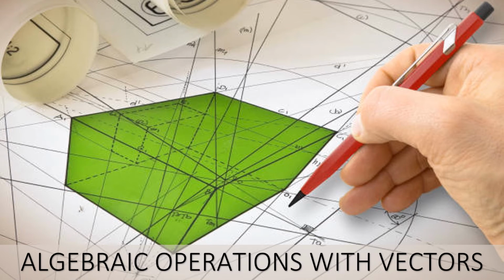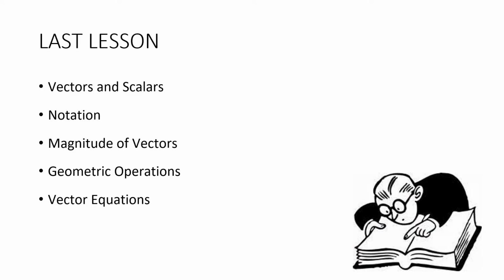In this video we're going to cover algebraic operations with vectors. Last lesson we looked at what vectors and scalars are, and we looked at the notation for vectors. We talked about the magnitude or length of a vector, and then we looked at the geometric operations, addition, subtraction and multiplication by a scalar, and we finished off with vector equations.